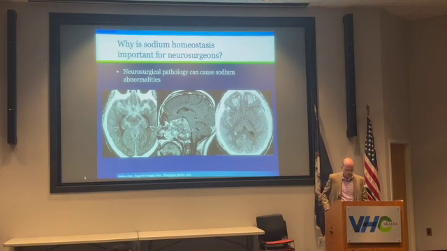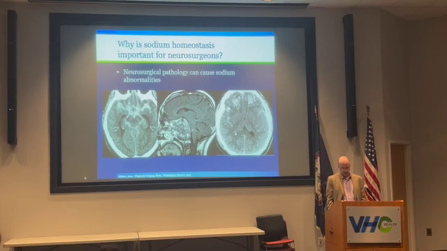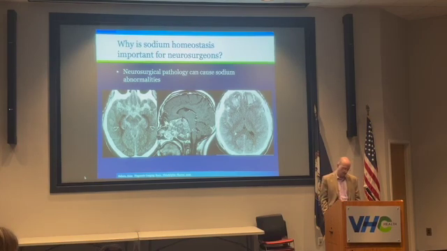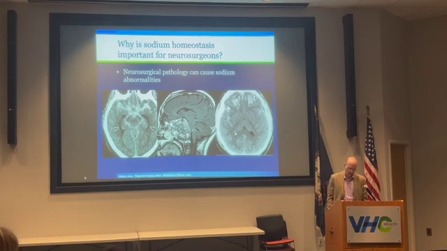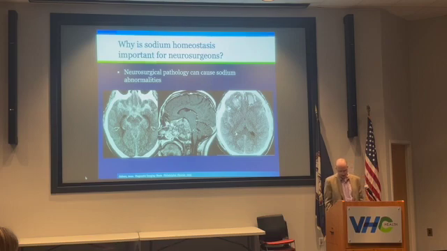So, why is sodium homeostasis important for neurosurgeons? Like I said, a lot of the pathology that we see can cause sodium abnormalities. Some of the most common instances are in subarachnoid hemorrhage, aneurysmal rupture, and that can be associated with cerebral salt wasting, usually, or SIADH. Pituitary or sellar lesions can cause dysfunction of the hypothalamic-pituitary axis, and that can result in sodium problems. We just talked about the importance of the hypothalamus and pituitary for regulation of osmolality and sodium. And in severe TBI, traumatic brain injury, you can see either hyponatremia or hypernatremia.